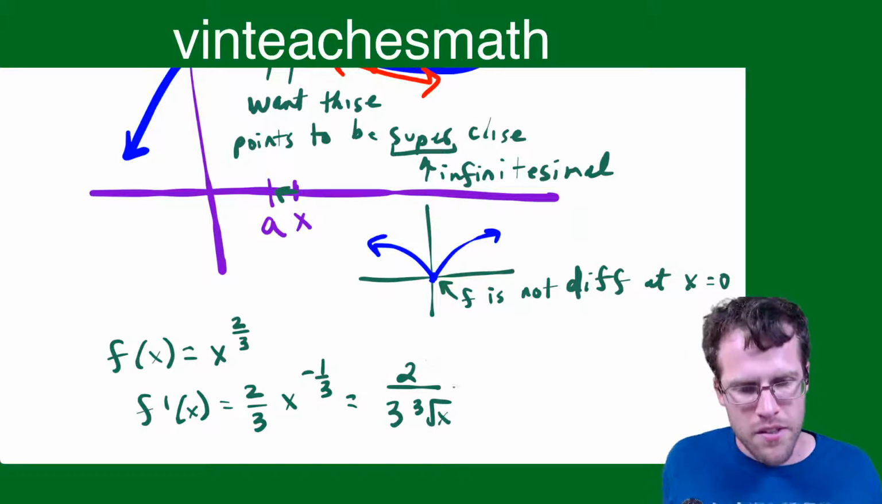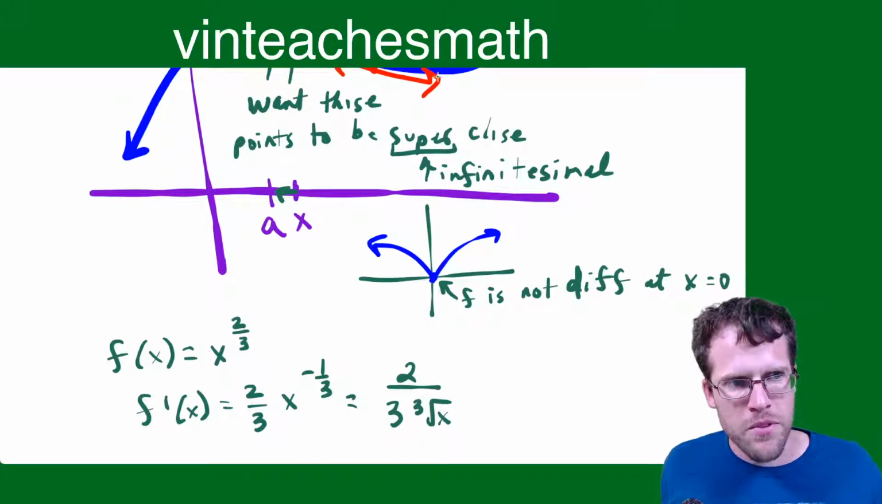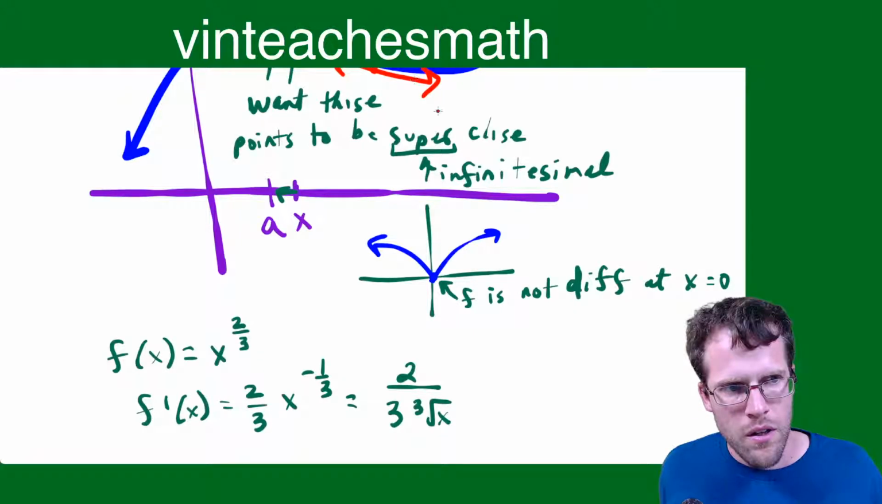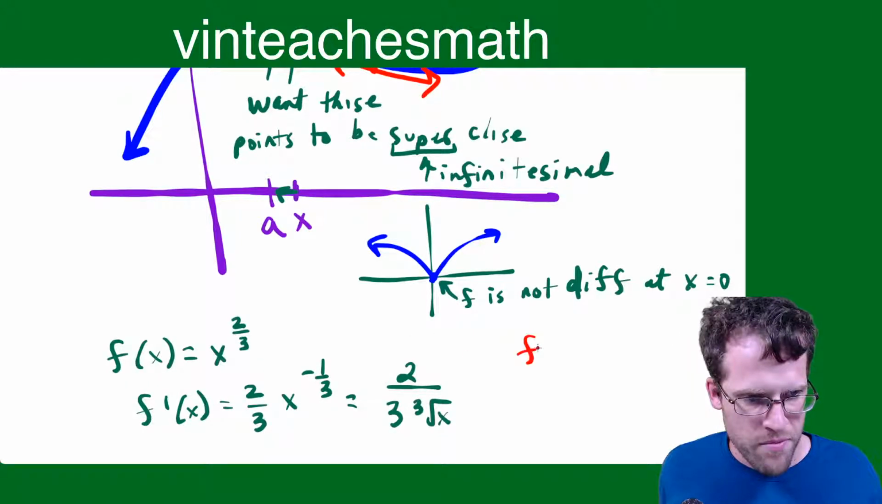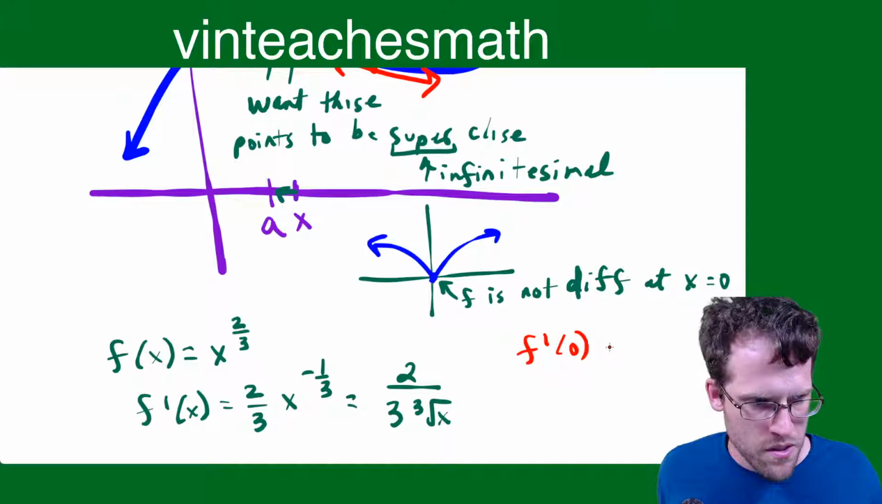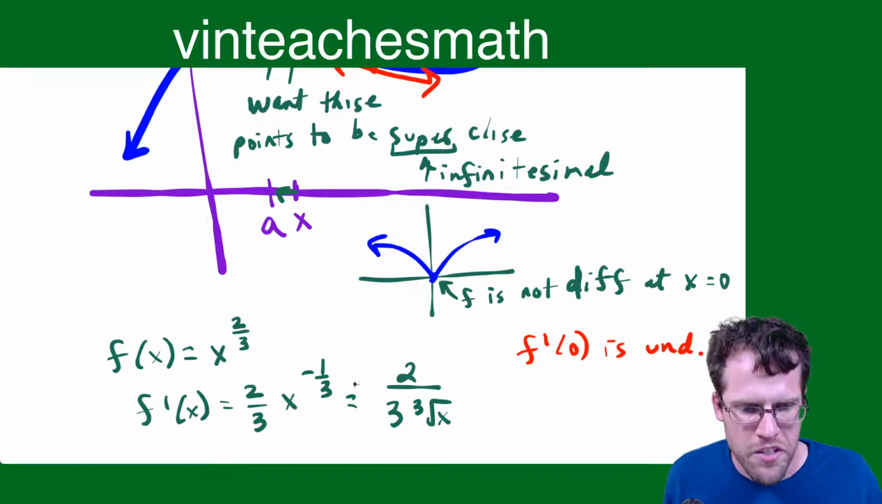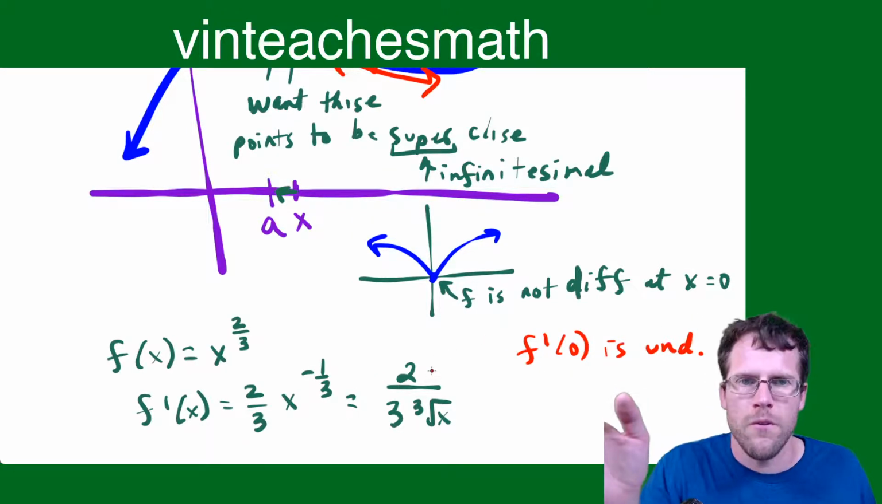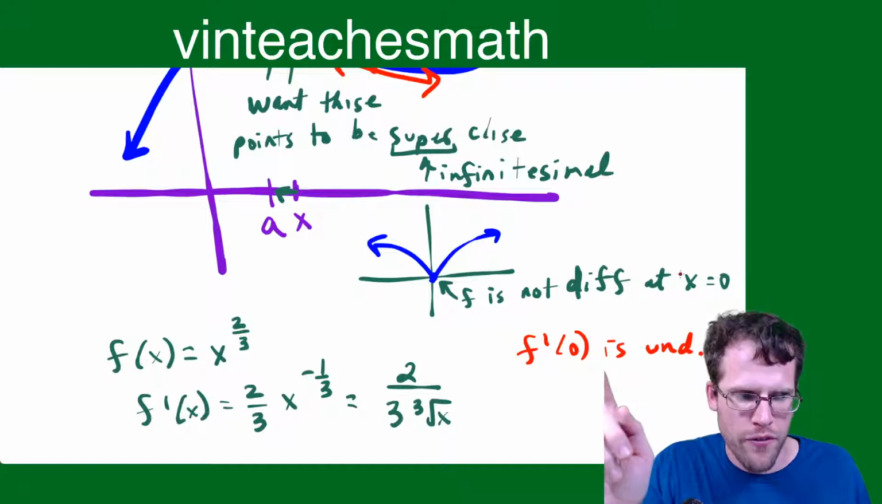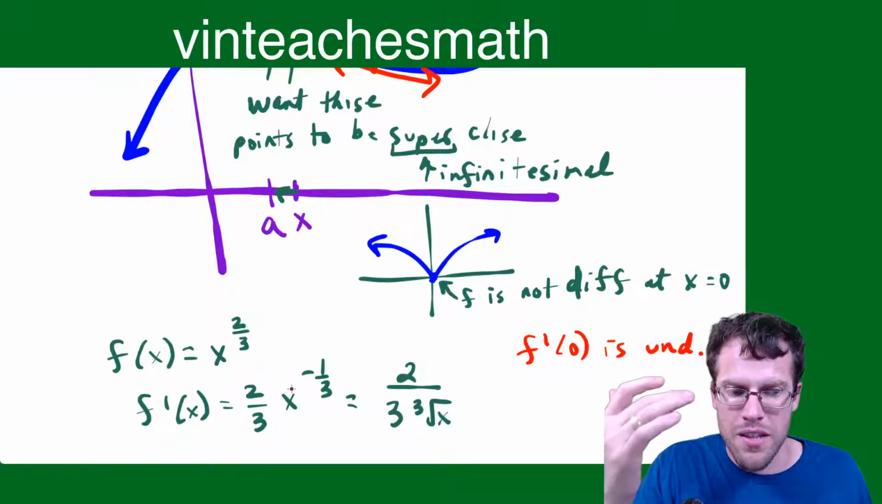Now if we look at this, you see how f is not differentiable at x equals 0. Notice something else, that f prime of 0 is undefined. The reason being, we would have division by 0. So when we say f is not differentiable at 0, it means that the derivative is just not defined there.